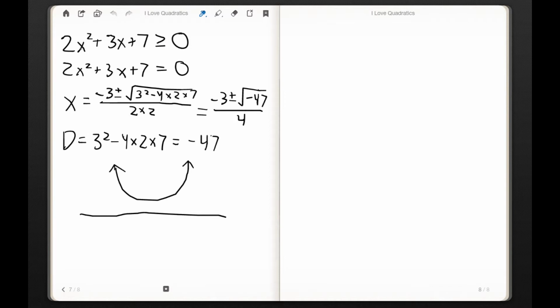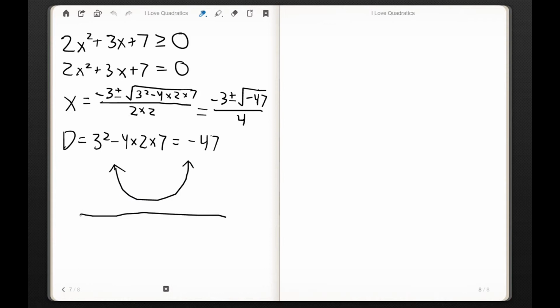Well, if we look at it, we want the value of the inequality to be greater than or equal to 0. So that means touching or above the x-axis where y equals 0. So where is the inequality touching or above the x-axis? Well, that would be everywhere. It never touches the x-axis, so it's always above it.